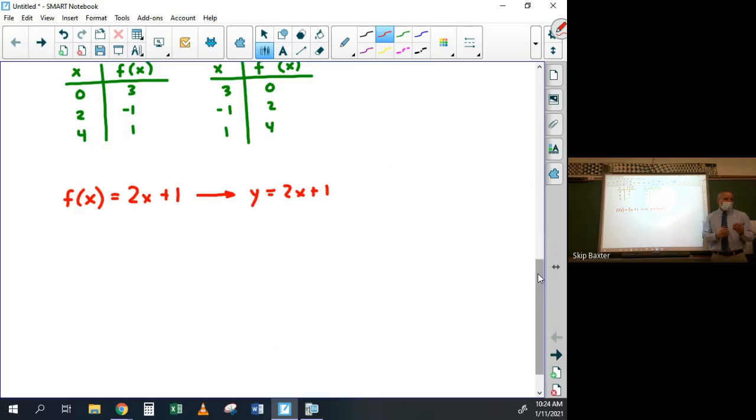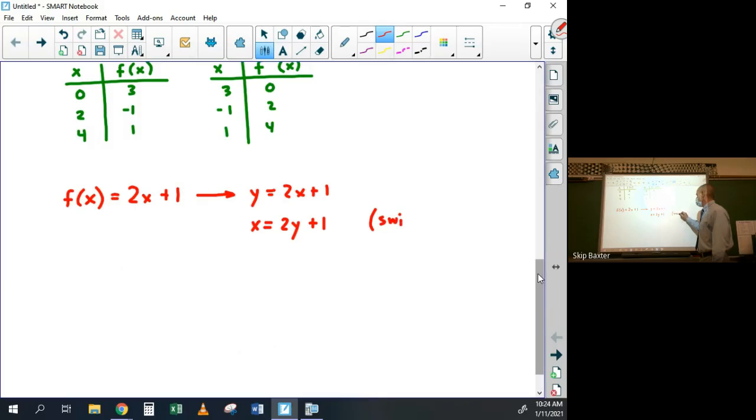So that'll be the first step. Make sure that you have x's and y's. If you don't have y's, then you got to replace whatever the name of the function is with y's, because that's what a function really is. It's giving you y values. Okay? Then you switch x's and y's. So x equals 2y plus 1.